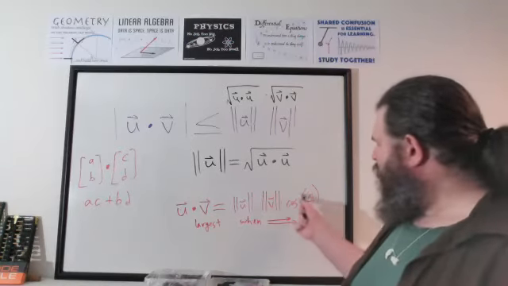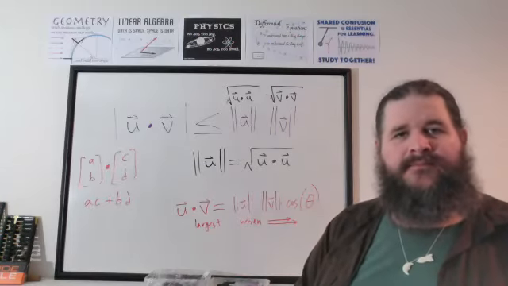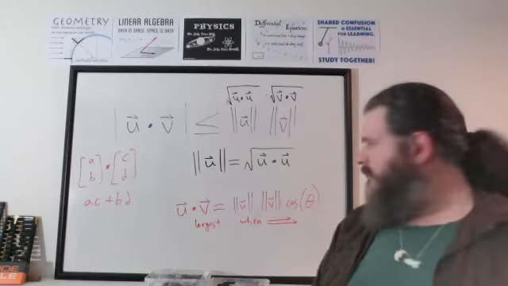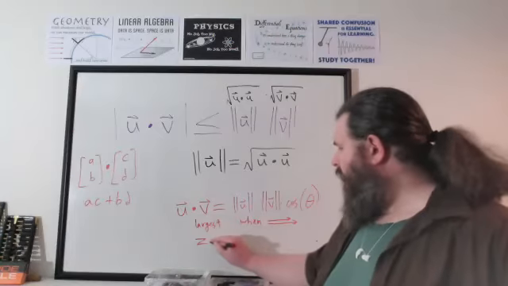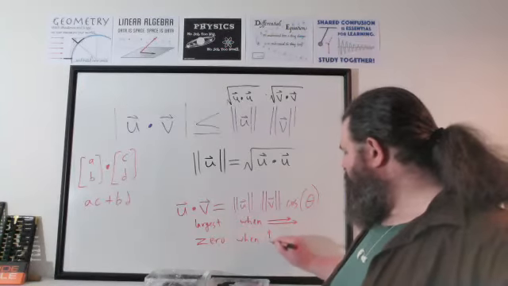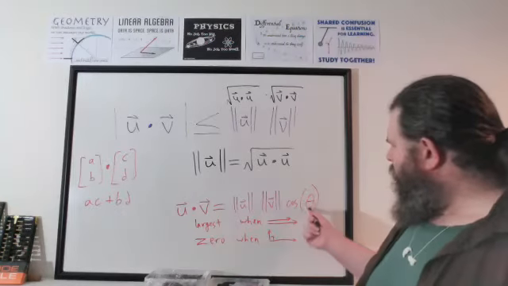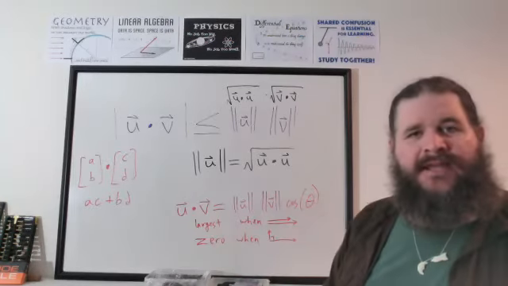And when would this cosine be zero? What angle causes cosine of the angle to be zero? 90. Right. So that means the dot product is zero when the vectors are perpendicular to each other. Also, what would lead to cosine being the lowest it could possibly be?